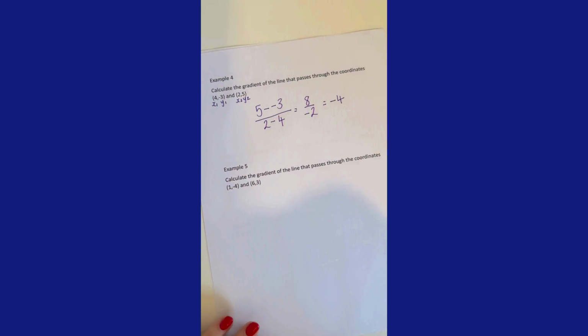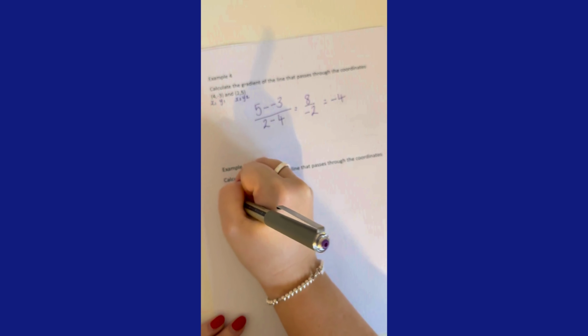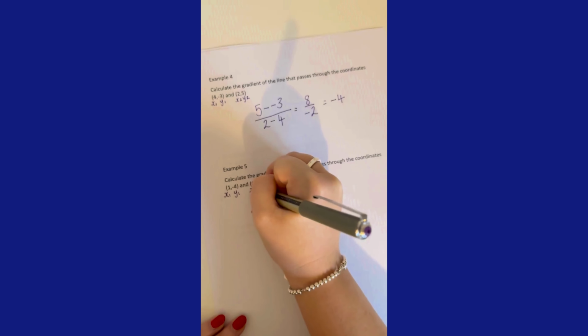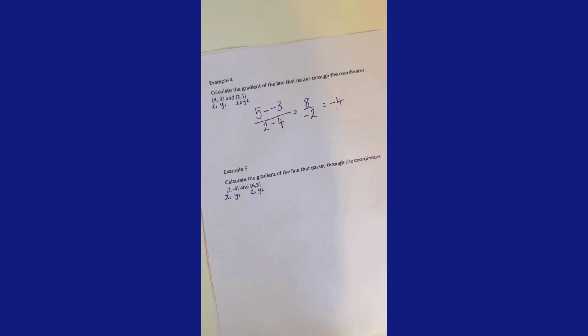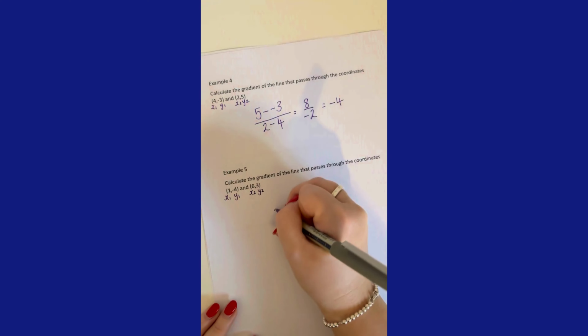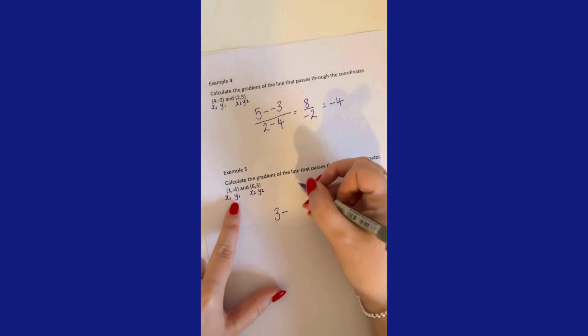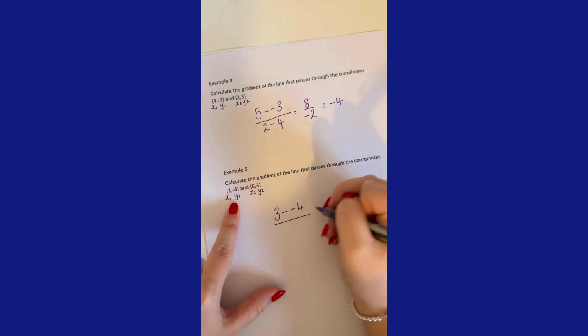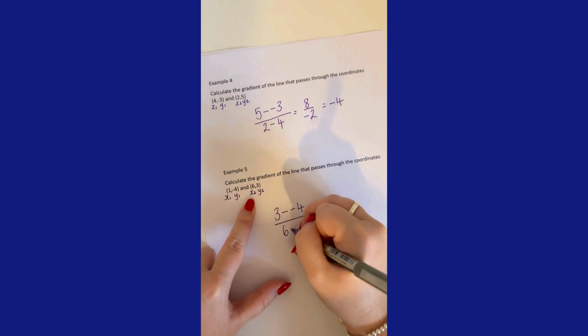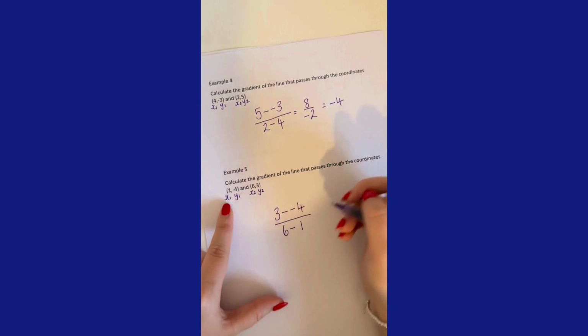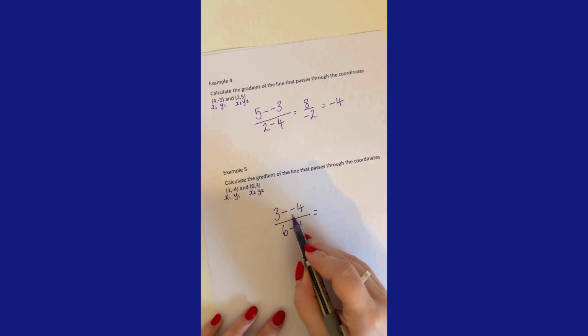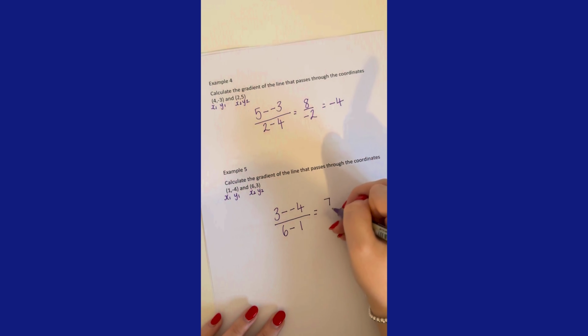Okay, example number 5 then. Calculate the gradient of the line that passes through the coordinates (1, -4) and (6, 3). Again, our first step, label our coordinates x1, y1, x2, y2. To calculate our gradient, we're going to do y2, 3, minus y1, my y1 is minus 4, divided by x2, which is 6, take away x1, which is 1. Okay, then we do this. Remember, our double negative becomes a plus. 3 plus 4 becomes 7, and 6 take away 1 becomes 5.